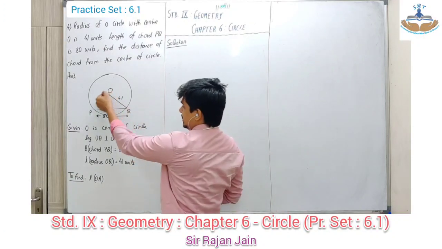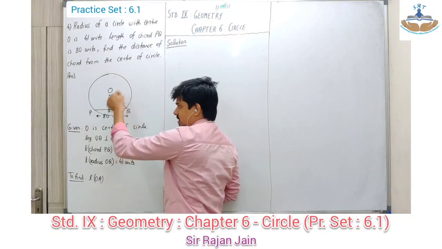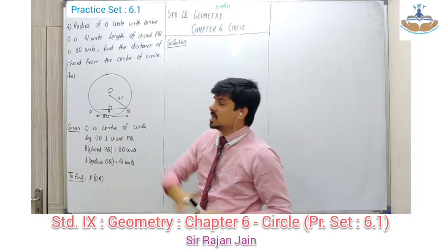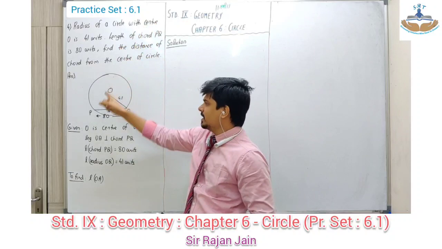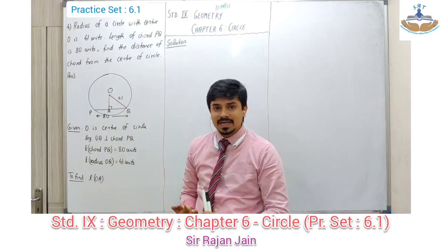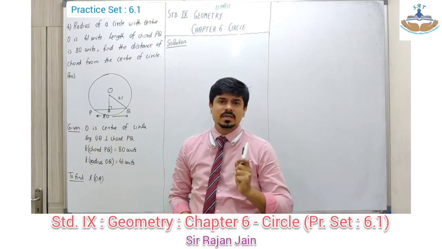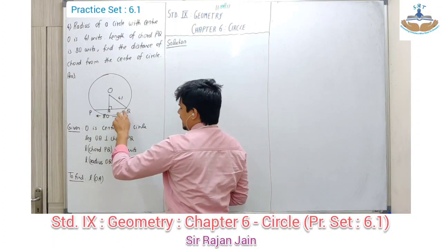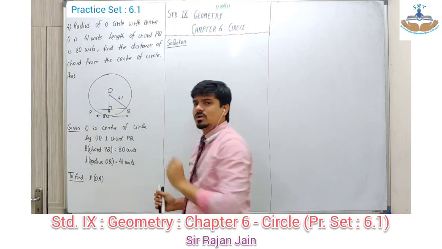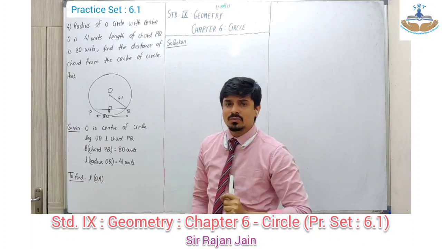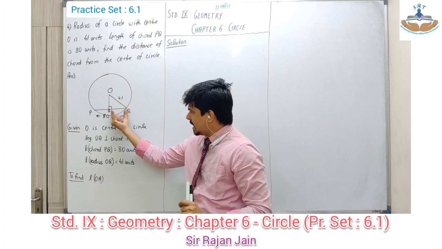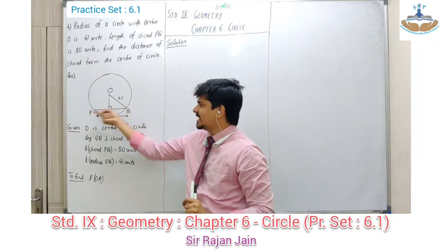If I need the distance from the center to the chord, that distance has to be the perpendicular distance. So even if perpendicular is not mentioned, you have to draw a perpendicular, and the length of the perpendicular is what they are asking for. Simple, this whole thing is 80. Because there is a perpendicular, you will make use of the theorem: perpendicular drawn from center of the circle to the chord bisects the chord. So this part will be 40 units, half of the entire thing.